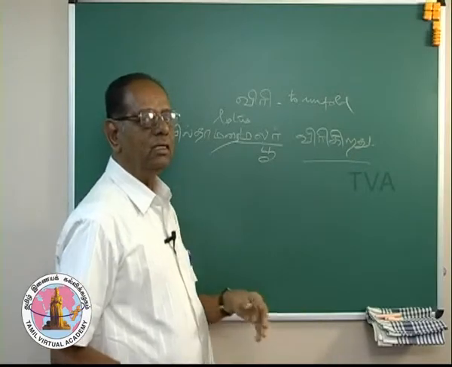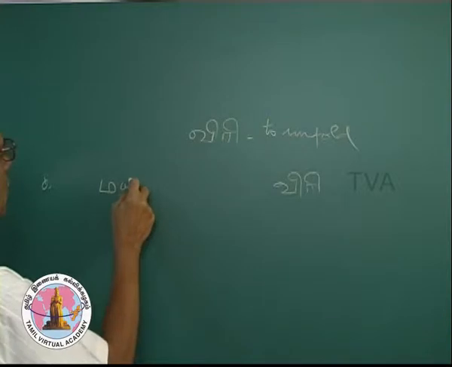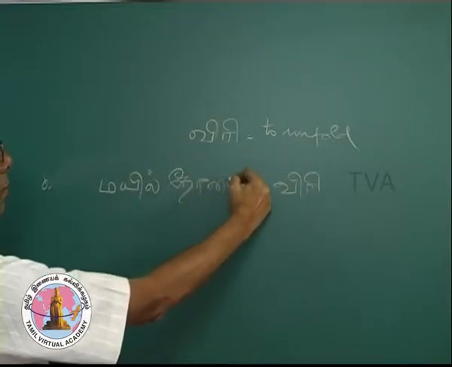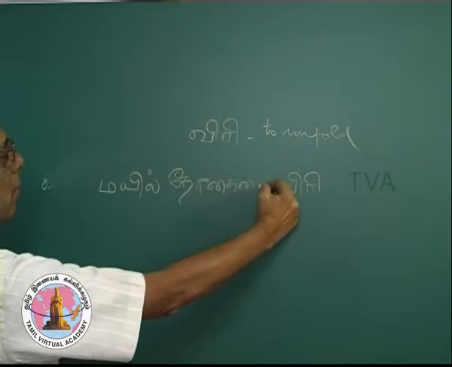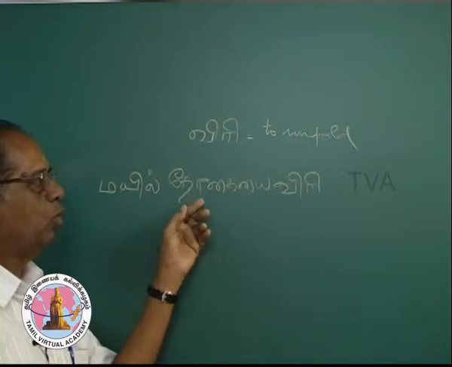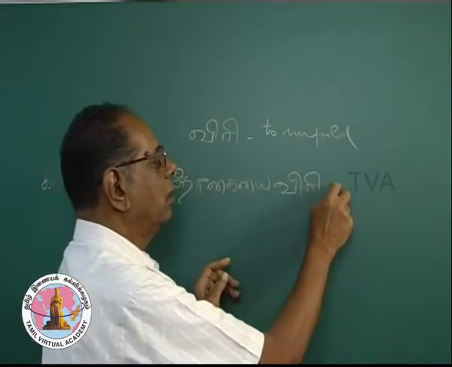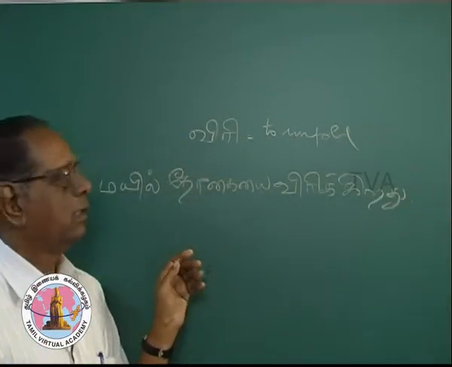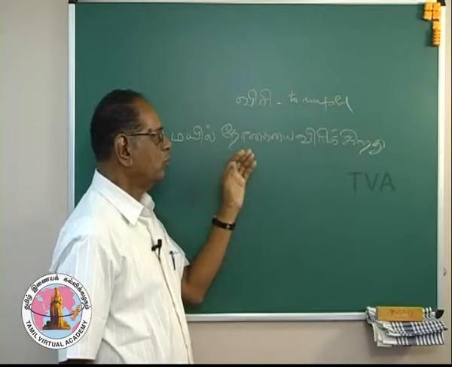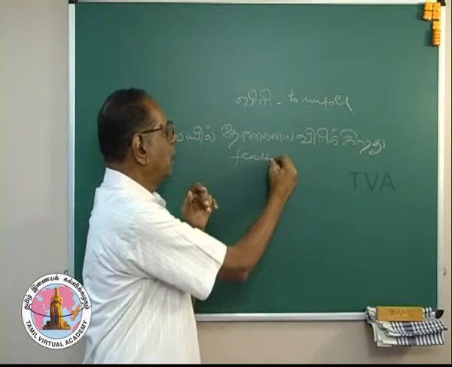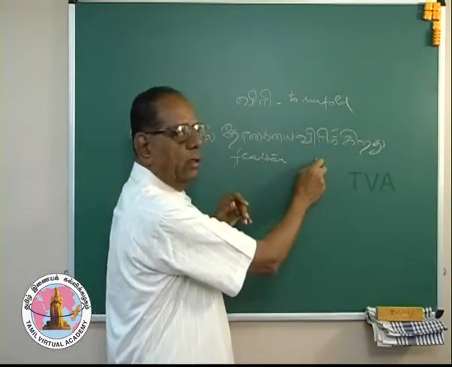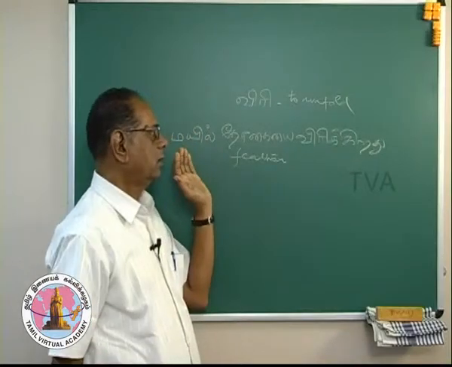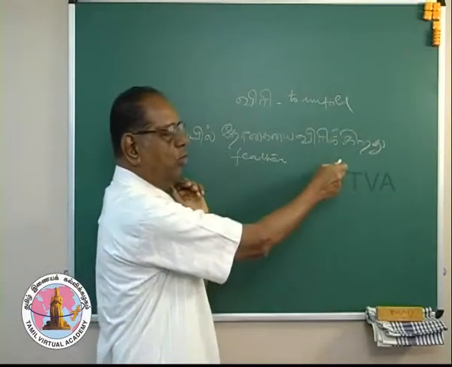So this is intransitive. மயில் தோகையை விரிக்கிறது. மயில், peacock. தோகை, feather. விரி, to unfold. மயில் தோகையை விரிக்கிறது. The peacock unfolds its feathers.